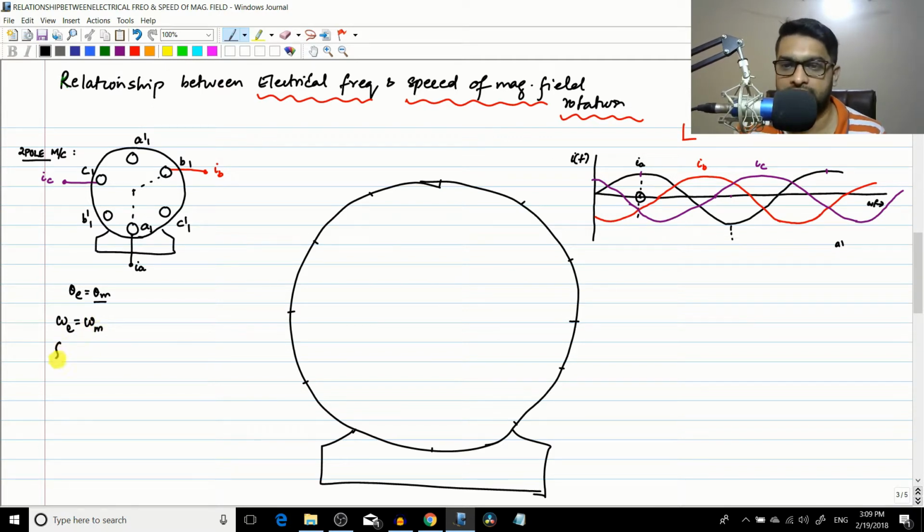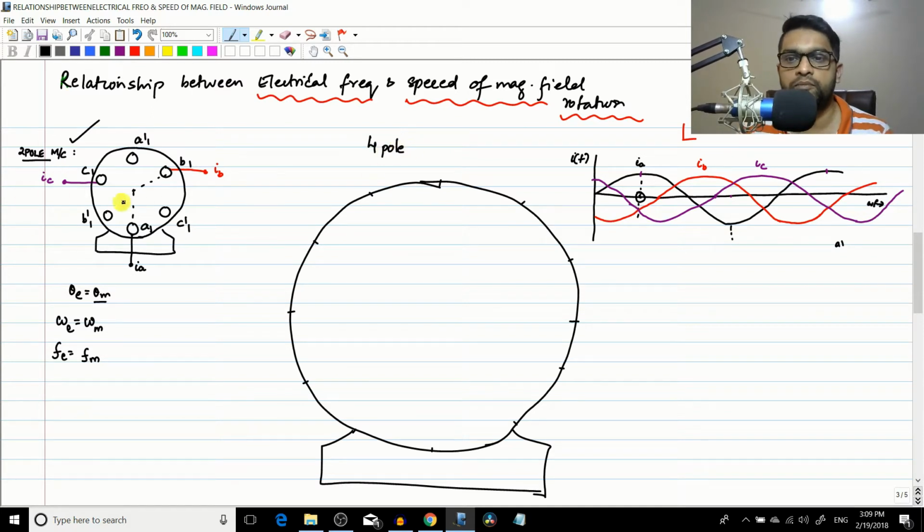And then we can see that the frequency of electrical rotation is equal to the frequency of mechanical rotation, but however this frequency we will be replacing by another term in a general equation. Alright, so now that was for a two-pole machine. So how will it look for a four-pole machine now?